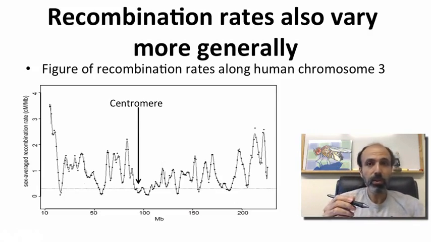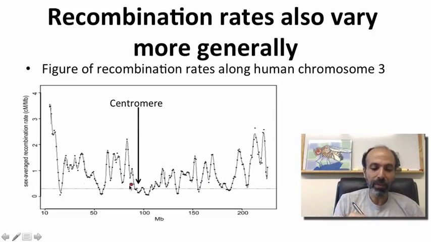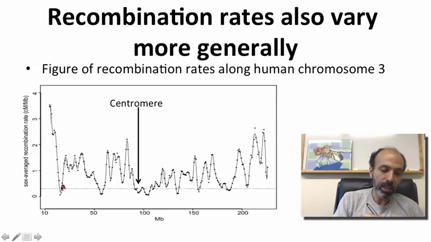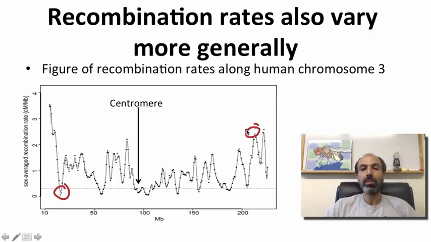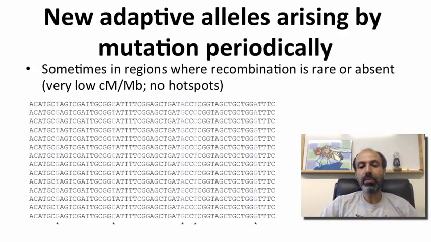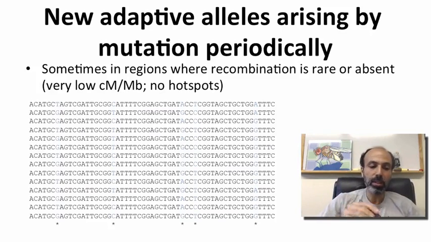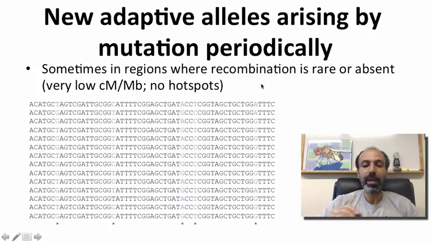Now what we can do is focus on what's going to happen if you have an adaptive variant in, say, a region like this, where recombination rate is very low, versus if you have an adaptive variant in a region like this, where recombination rate is moderately high. So let's look at that. Again, these new adaptive alleles can arise by mutation every now and then. And sometimes they arise in a region where recombination is low. So again, there's low centimorgans per megabase, no hotspots.